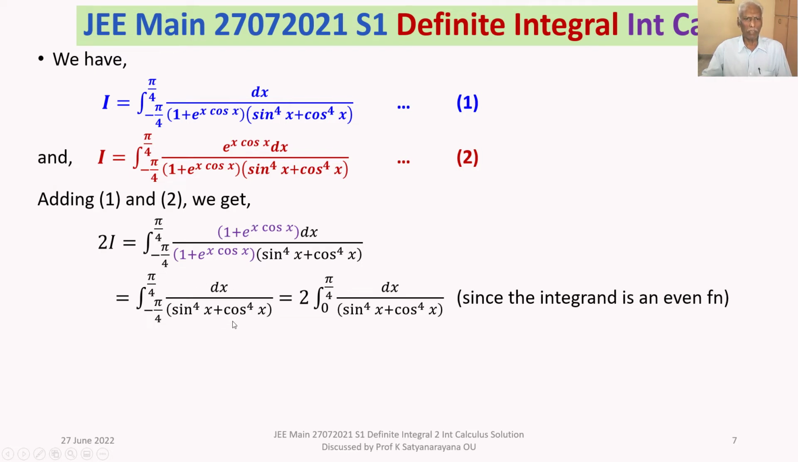Now what we observe is that the integrand here, 1 by sin power 4x plus cos power 4x, is an even function. Therefore, I will write this as 2 times the integral from 0 to pi by 4 of dx by sin power 4x plus cos power 4x. Now 2I is equal to 2 times this integral, so 2 cancels. Thus we get I equal to the integral from 0 to pi by 4 of 1 by sin power 4x plus cos power 4x with respect to x. So practically this is the integral we have to evaluate.